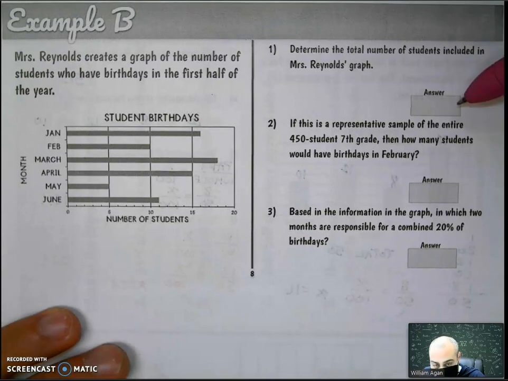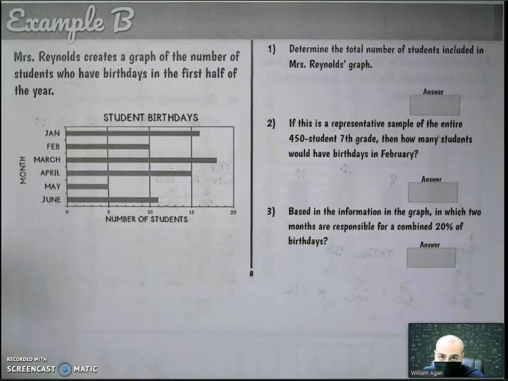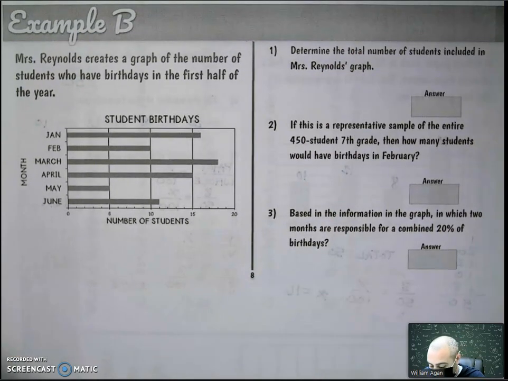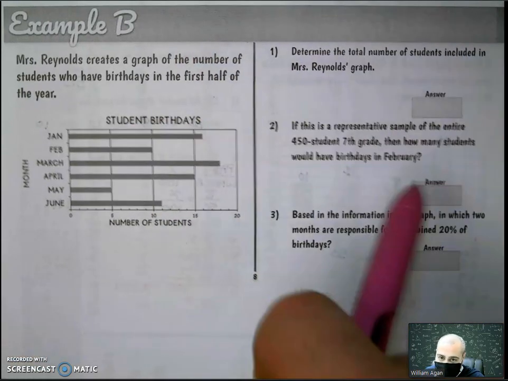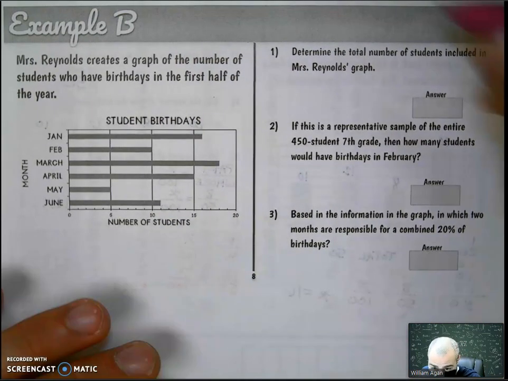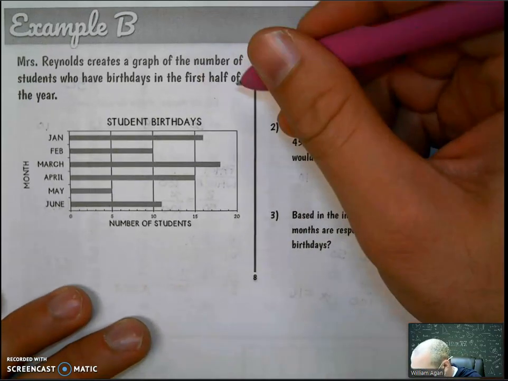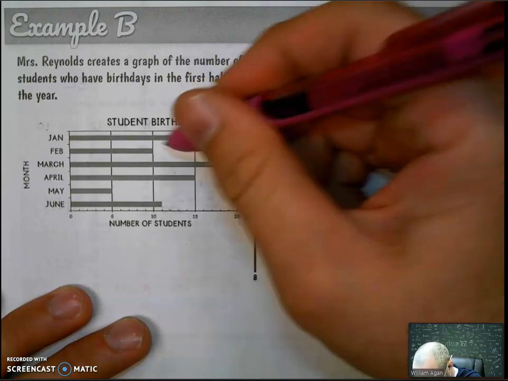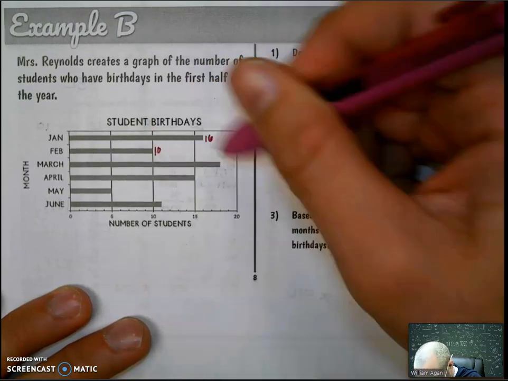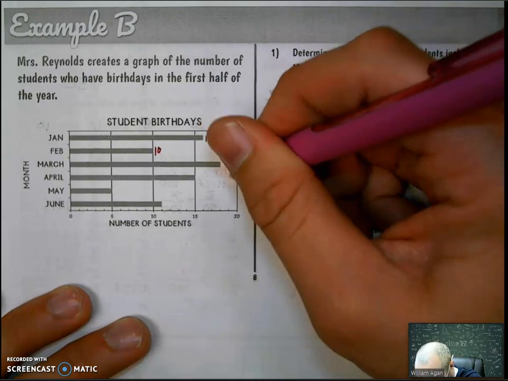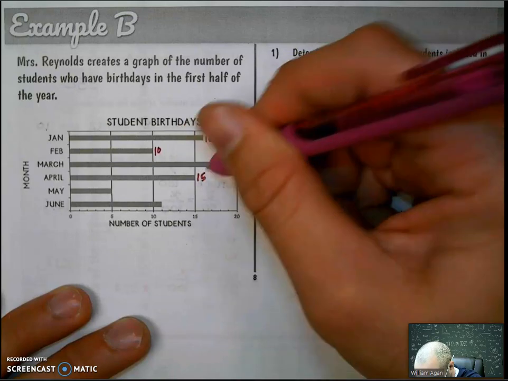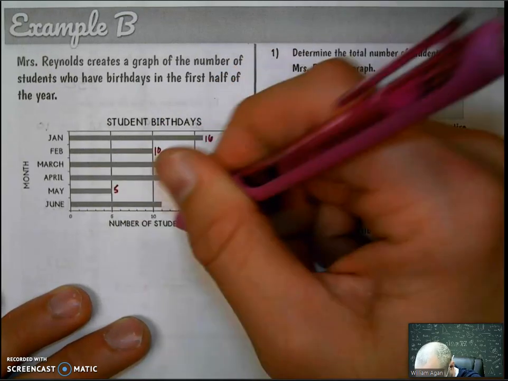Okay, so it's very important that you look at it and make sure that you get the number right. If you get the wrong total, then you're not going to be able to get any of the other problems correct. So with these, you can zoom in, or it's just a picture. You can click it and drag it and make it bigger, whatever you need to do to make sure that you get the numbers right. So for January, it is at 16. For February, it's at 10. For March, 18. April 15, May 5, and June 11.